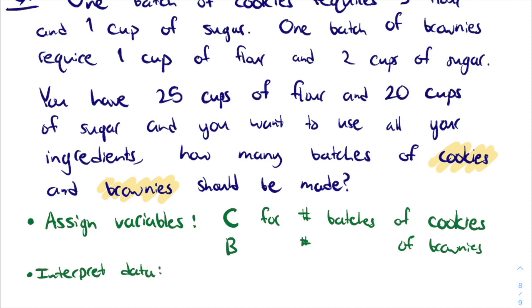Let's interpret our data and ask, where do we see numbers? Well, we see 3 cups of flour, 1 cup of sugar. We see somewhere else 1 cup of flour, 2 cups of sugar. We also have 25 cups of flour, 20 cups of sugar, and we want to use all of our ingredients.